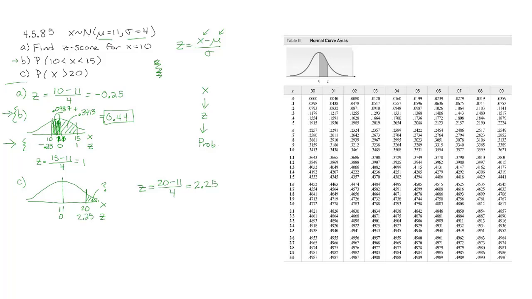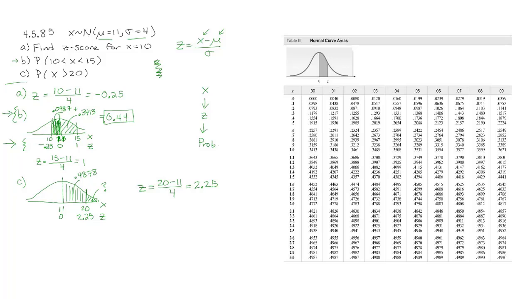All right, again, warning about our tables, it only gives us probabilities between 0 and a z. So we'll look up this striped region on the table, and then we can figure out what the area of the tail is from there. So for the striped region, I'm looking up 2.25 on the table, and I get 0.4878. So 48.78% of the curve is between 11 and 20.